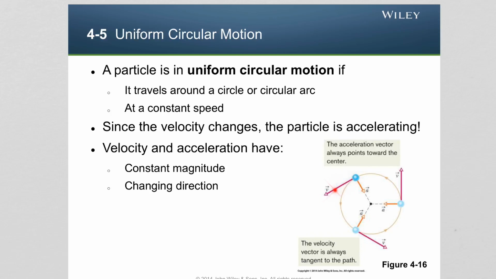Here is the velocity for this particle that goes around this circle. The direction of the velocity changes at all times as the particle goes around the circle. However, the magnitude of the velocity, which is the speed, does not change. It remains constant. So the particle maintains constant speed. The velocity changes by direction, which then means that the particle is accelerating.